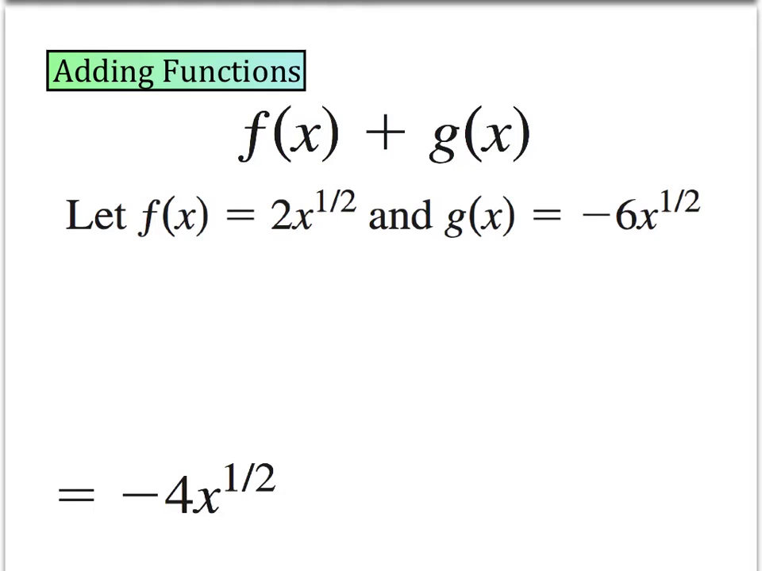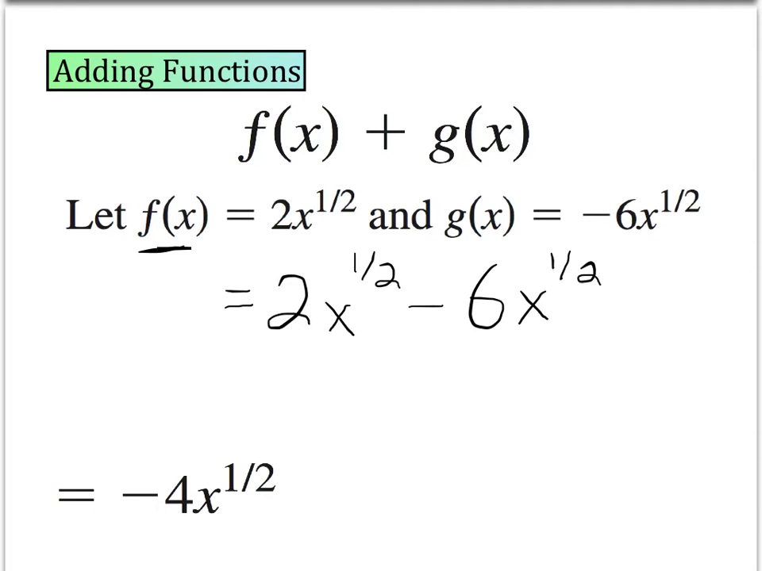For example, if I'm adding two functions and I'm saying that f of x is 2x to the 1/2 and g of x is negative 6x to the 1/2, all we do is add those two together. We can add these two together because they both have the same base and their exponents are identical. So the answer for this one would just be negative 4x to the 1/2.